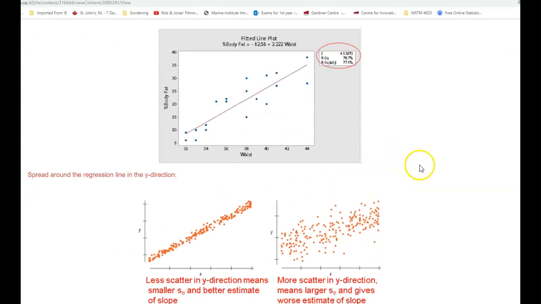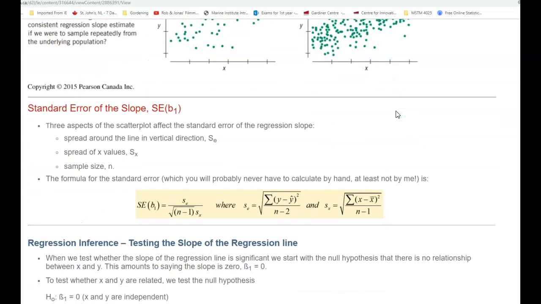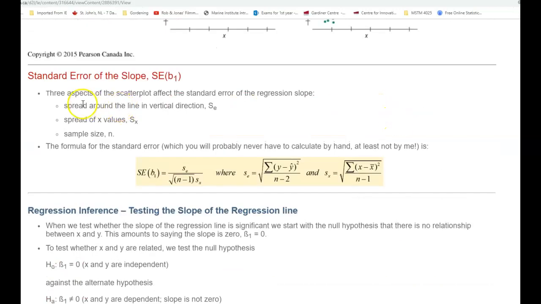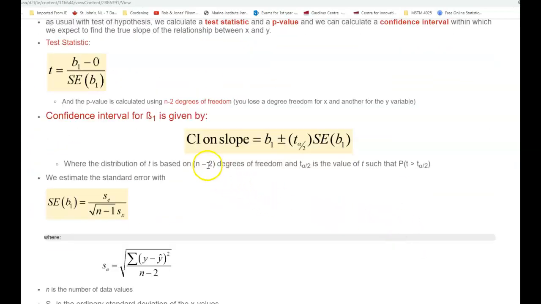So R square is 78.7%, meaning 78.7% of the data can be explained by this model. It's a pretty good linear model. And this is the standard error of the slope. We want to see the beta 1, or B1, that's the slope. And we did a confidence interval analysis on the slope.